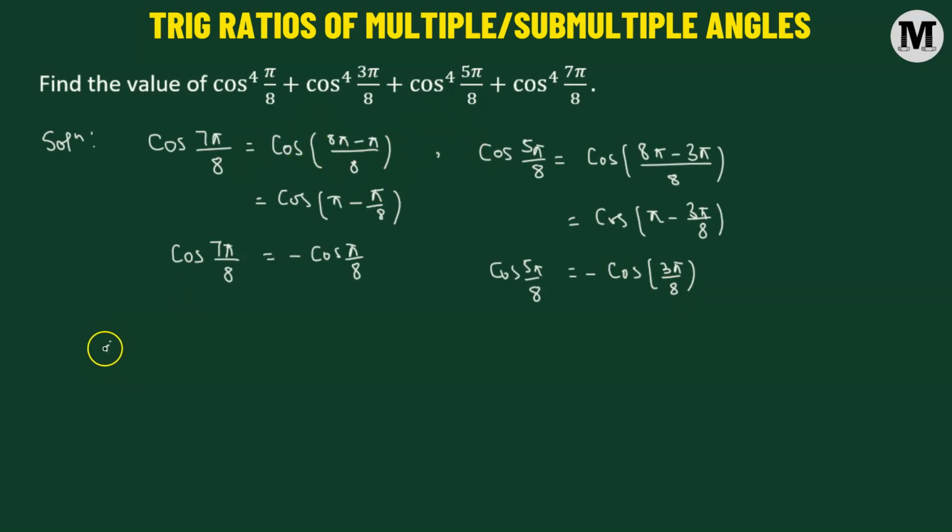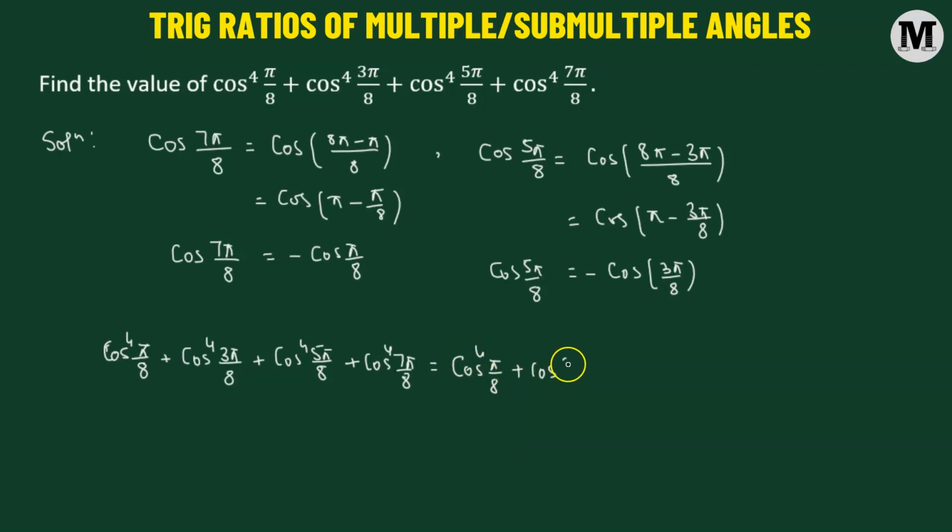Which means that our given original expression, let's write it down. We have cosine of pi over 8 whole raised to the power of 4, added to cosine of 3 pi over 8 whole raised to the power of 4, plus cosine of 5 pi over 8 whole raised to the power of 4, and the fourth term, cosine of 7 pi over 8 whole raised to the power of 4. So what we can do, we can keep the first term and the second term as they are. So we have cosine pi over 8 whole raised to the power of 4 plus cosine 3 pi over 8 whole raised to the power of 4.